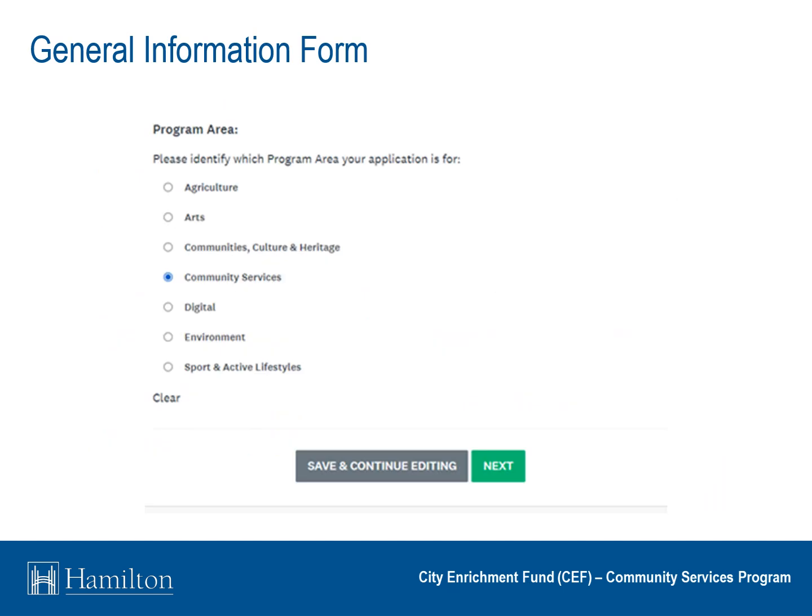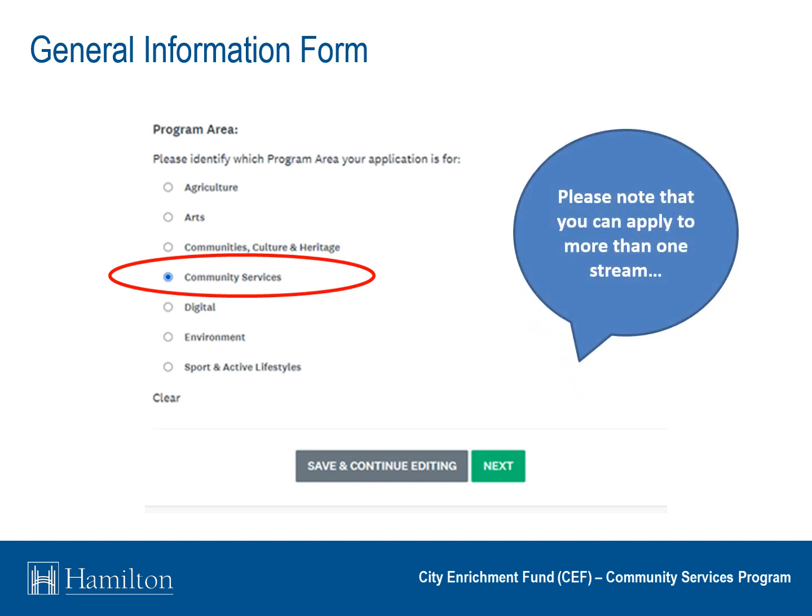The next page asks you to identify what program area you are specifically applying to. Because you're listening to this video, you are selecting the Community Services program area. It is worth noting, however, that just because an applicant applies to Community Services, it does not mean that an applicant cannot apply to any of the other streams if they choose to.